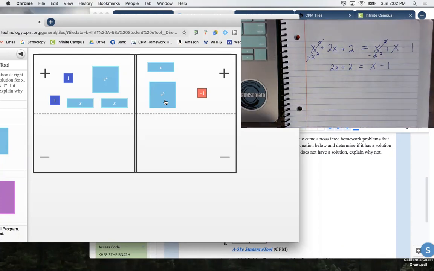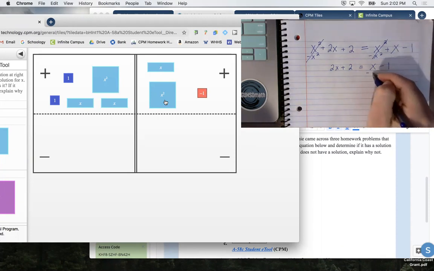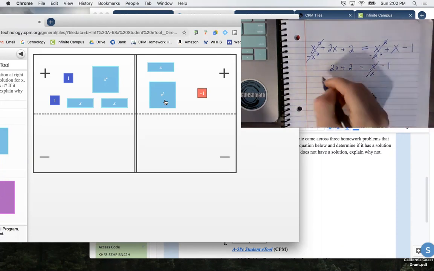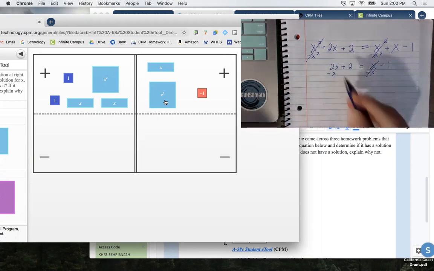Okay, so now I want to get my x's on one side, my numbers on the other, so I'm going to subtract the x from over here, minus the x. You could actually move them either way, it's up to you, but I like my x's on this side. So I'm going to do that next.